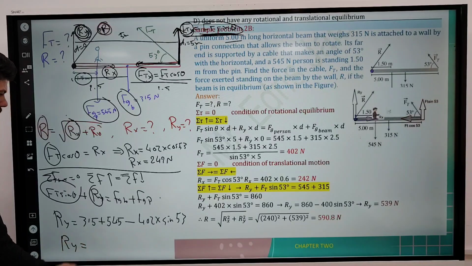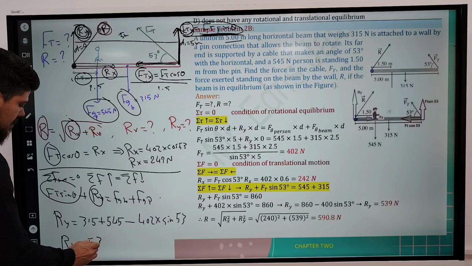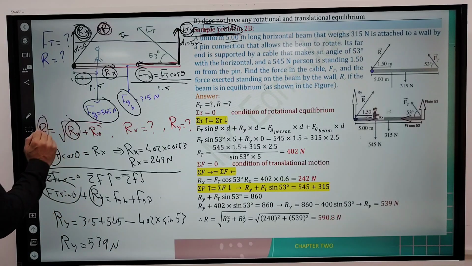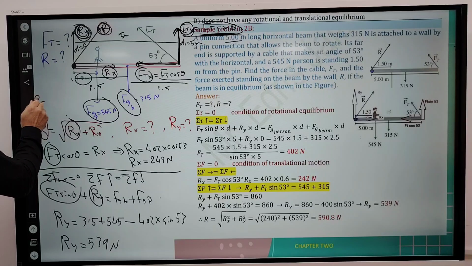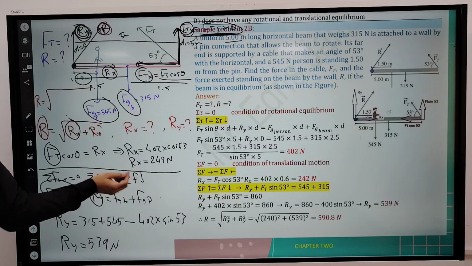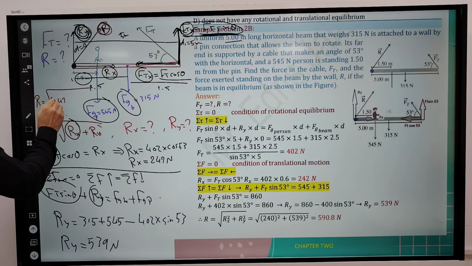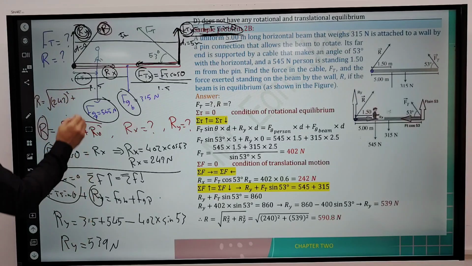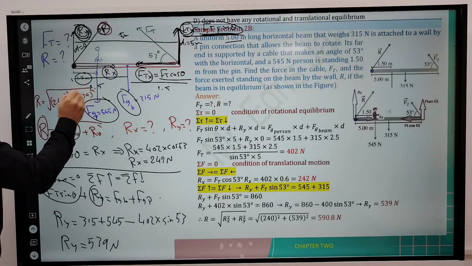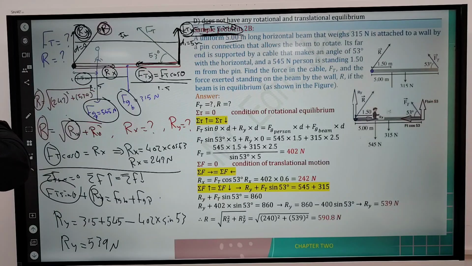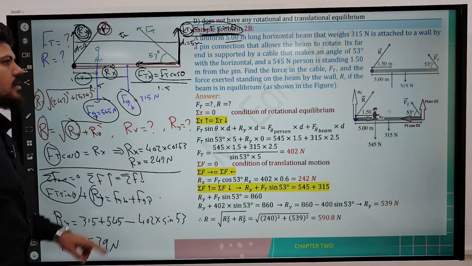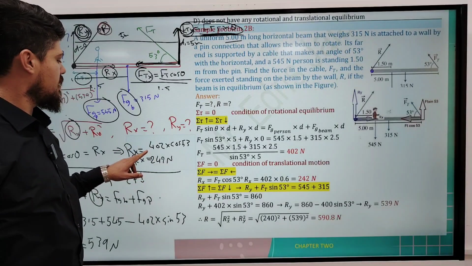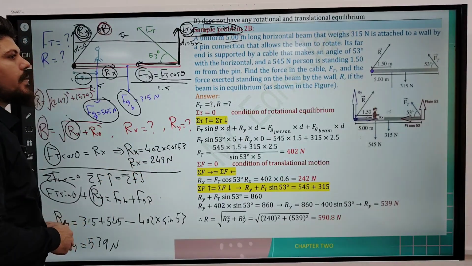Ry is equal to 539 Newton. Replace it in this equation to find R. R is equal to the square root of Rx, which we found to be 242, squared, plus Ry, 539, squared. In this way you can find the value of R. Okay, so this is sample problem 2B. Very good question. Be careful.